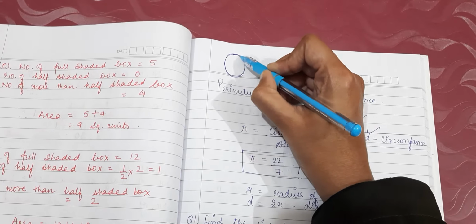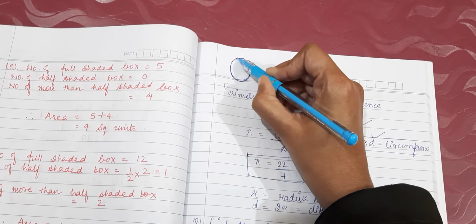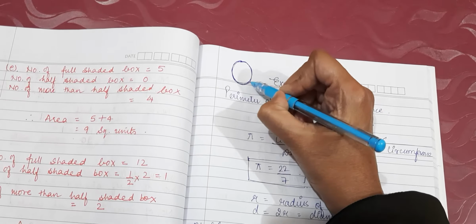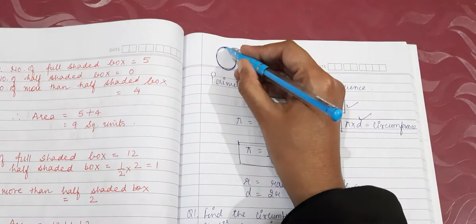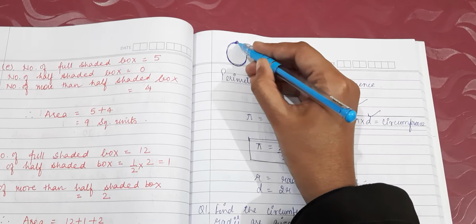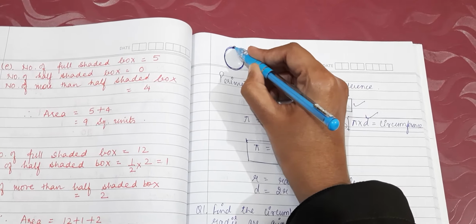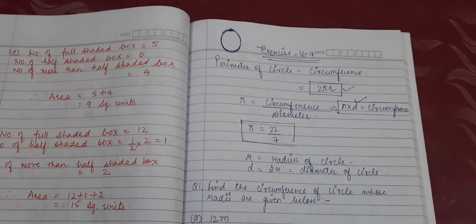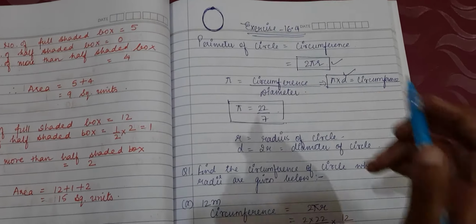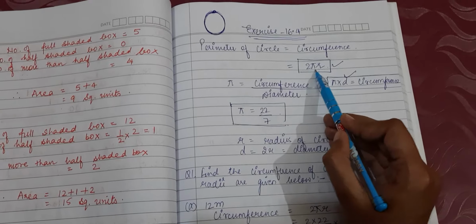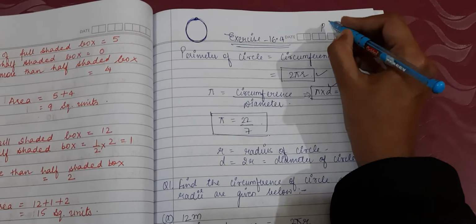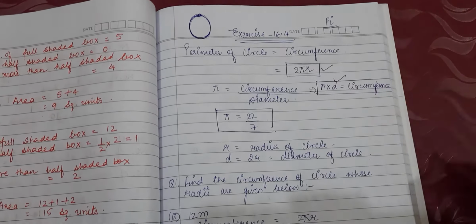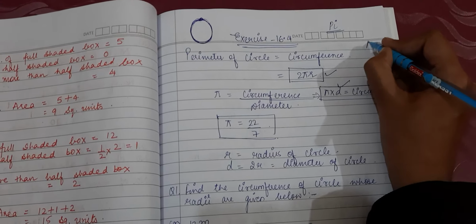This is the perimeter, but in a circle we don't use the term perimeter, we call it the circumference. So the distance from the starting point to the ending point is called the circumference. The formula for the circumference is 2 pi r. Now this is pi, and we write it like this.